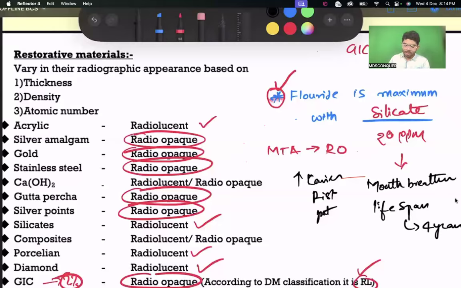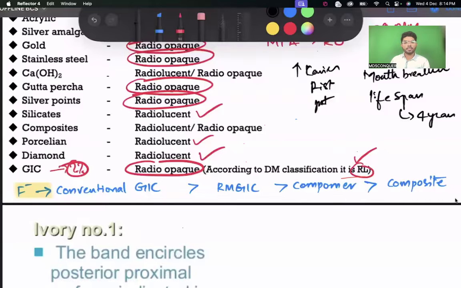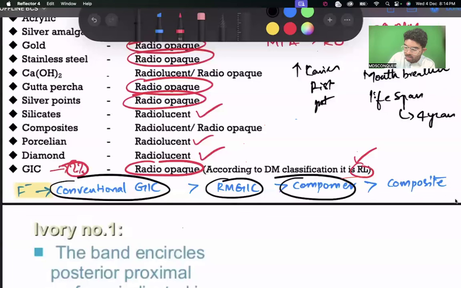If silicates is not there in the options, then the game is different. I want you to add this particular sequence. Conventional GIC is going to have more fluoride release, followed by resin modified GIC, followed by compomer, and the least is composite. I'm not talking about the smart composites, I'm talking about a regular composite. So the fluoride release is maximum with silicates, followed by conventional GIC, followed by resin modified GIC, followed by compomer, followed by composite. Clear?